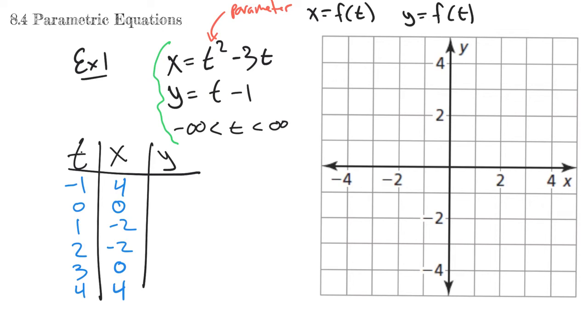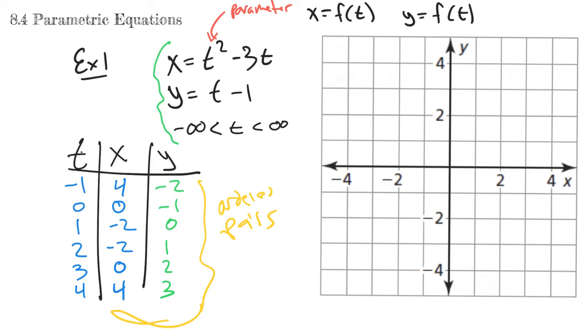Then for the y values, we plug into the y equation. So t is -1, minus 1 is -2, and then 0 minus 1 is -1. Make sure you're going back to the t values, not the x values. 1 minus 1 is 0. Looks like a pattern here: 1, 2, 3. Okay, so these that we've created here are ordered pairs, right?